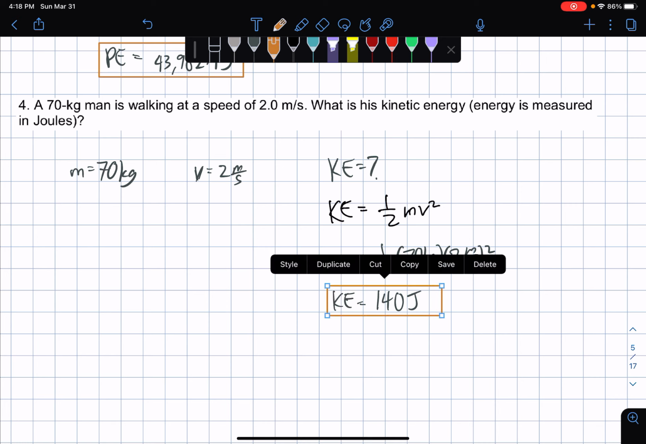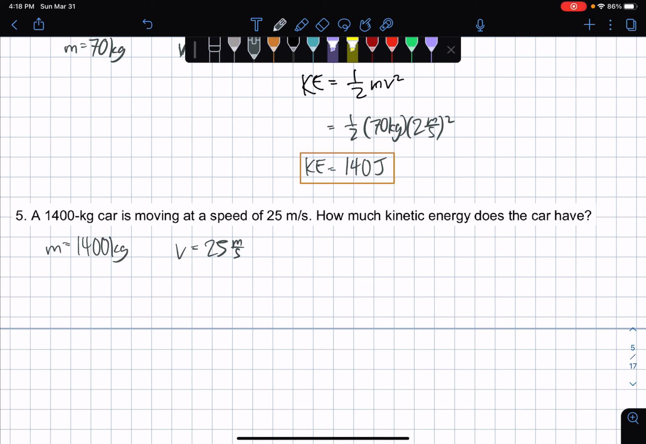Maybe number 5 could fit here. I hope so. Okay, so the mass in this question is 1,400 kilograms. Speed is 25 meters per second. How much KE does the car have?